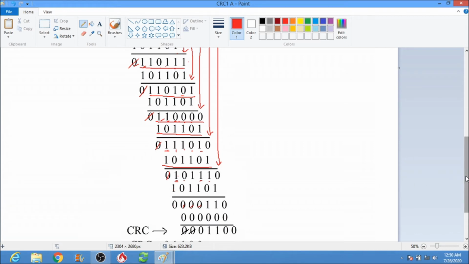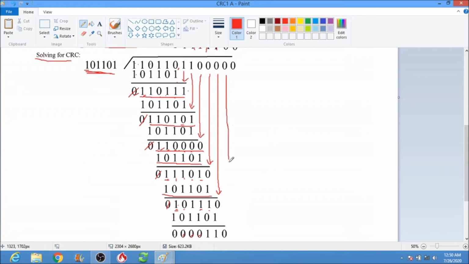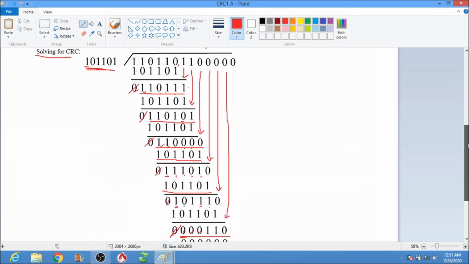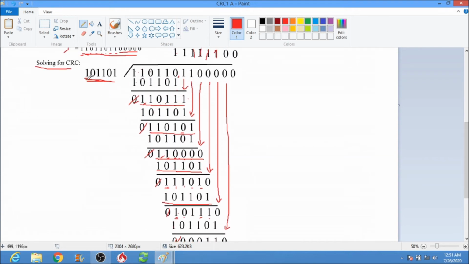The next, bring down another 0. So we cross out this one. We cross out this one. So this will be our next dividend. But the most significant bit, as you can see, is 0. So therefore, we cannot divide 0 by 1. So we write 0. And then bring down another.